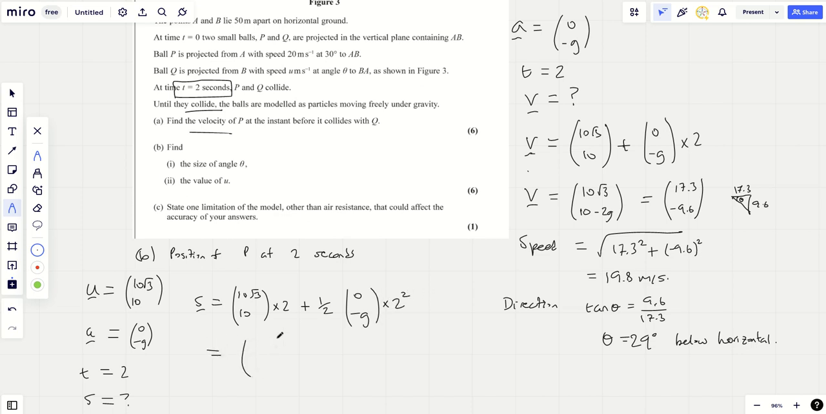And we can work it all out as a vector, can't we? We're going to get 20 root 3 on the top, and on the bottom we're going to have 20 minus g over 2 times 4. So that's 20 minus 2g. Nope, not 10, but 20. So similar to what we got before, 20 minus 2g. 20, take away half g times 4, take away 2g. Cool, okay, so that's our actual position.